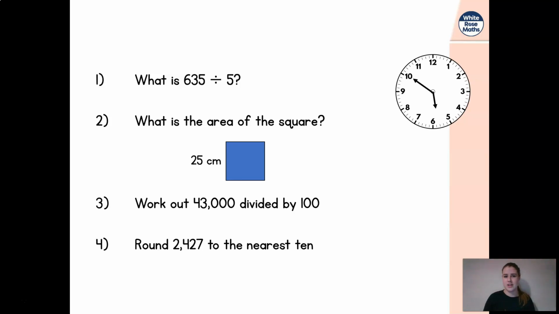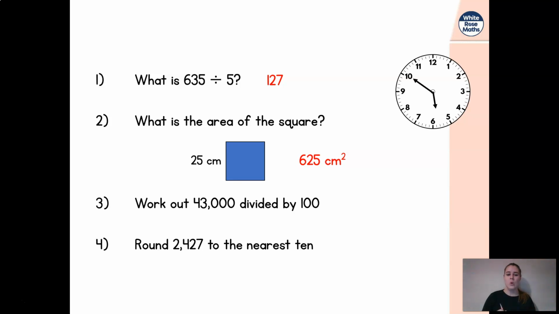Okay, 635 divided by 5. Well, we know there's going to be no remainders because it ends in 5. Okay, answer is going to be 127. What is the area of the square? Well, we know that the area is the length times the width. We know that both edges here are going to be 25. So 25 times 25 is then going to give us 625.